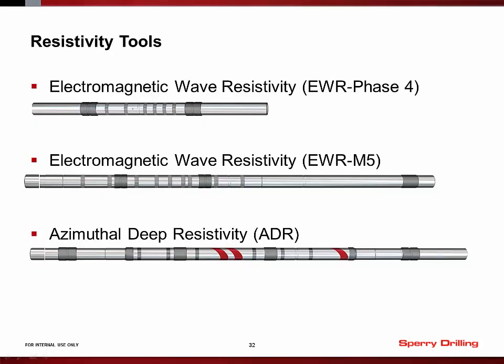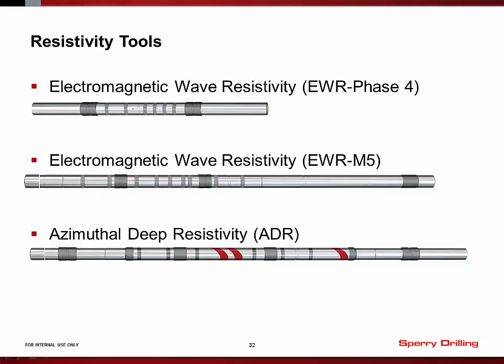A more recent design is the EWR M5. This is the one that has the AGR, azimuthal gamma ray sensor, built into it that I was talking about earlier. This has a similar design to the original phase 4, except that it has more spacings and more frequencies, and I'll get into the details of those in a little bit.